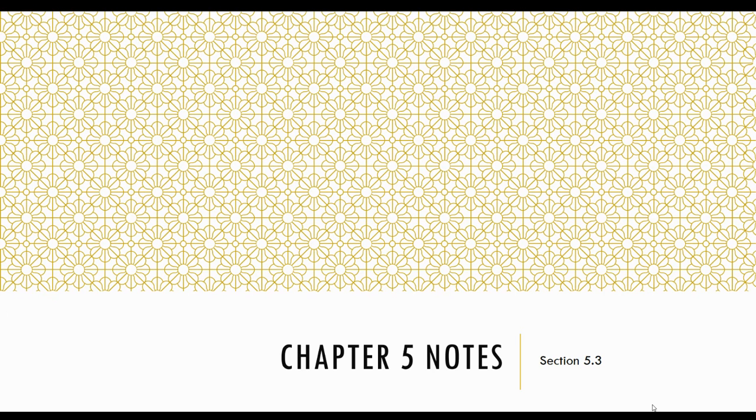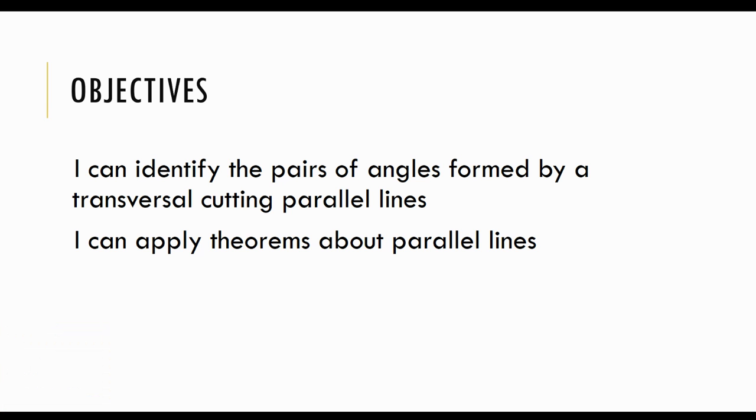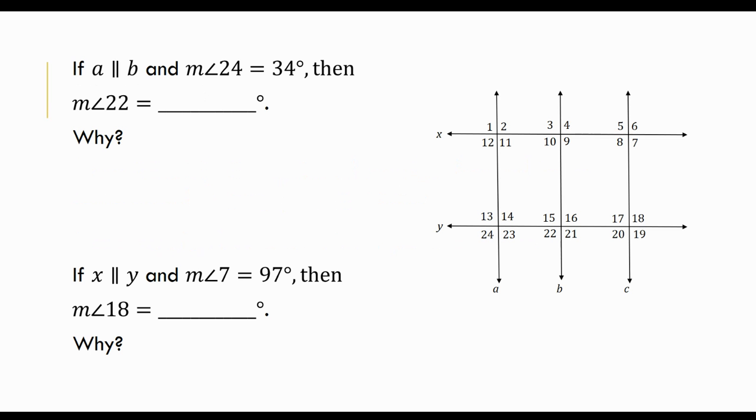Today we're going to continue looking at section 5.3. So our objectives: we're going to identify the pairs of angles formed by a transversal cutting parallel lines, and then we're going to apply theorems about parallel lines. So let's take a look at this diagram. Once again, we are given different situations and we want to figure out what the measure of an angle is, and we're going to state why we know that.